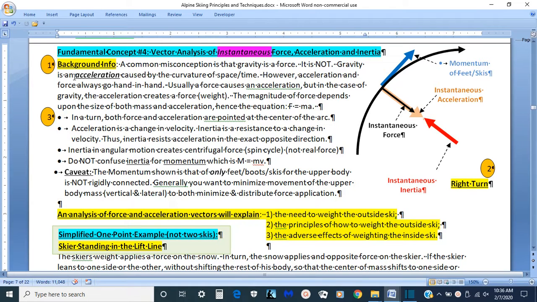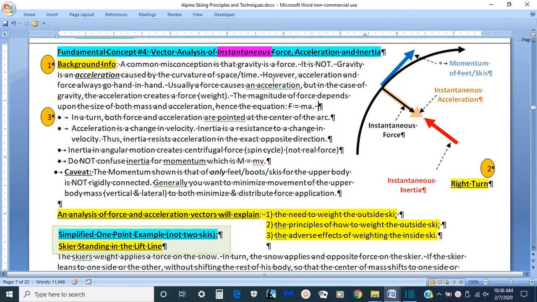All right, so I want to give you a little bit of background information, which involves understanding gravity. There's a common misconception that gravity is a force. That's what you're taught in school, for example, in middle school, when you learn about basic physics. But it's not a force. Gravity is not a force. Gravity, believe it or not, is an acceleration caused by the curvature of space-time around large objects like the Earth or the sun. They warp space-time.